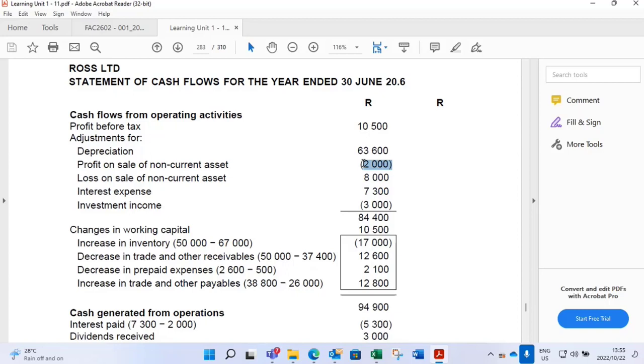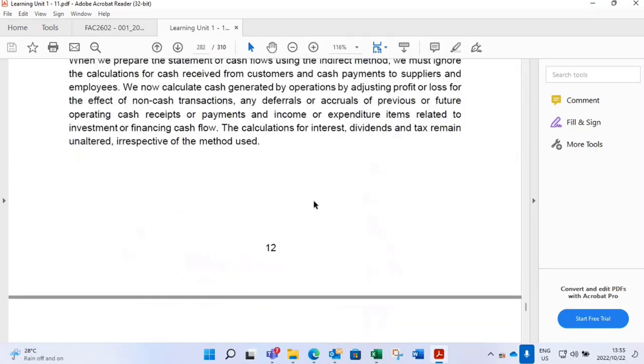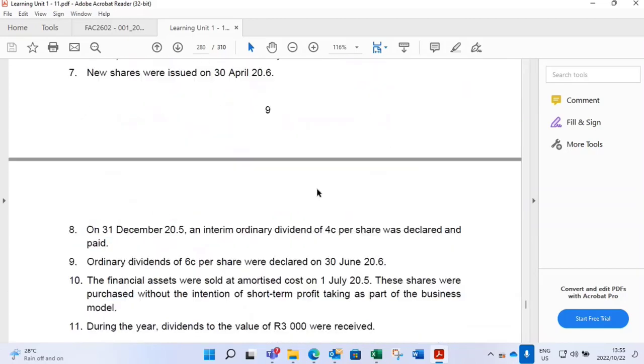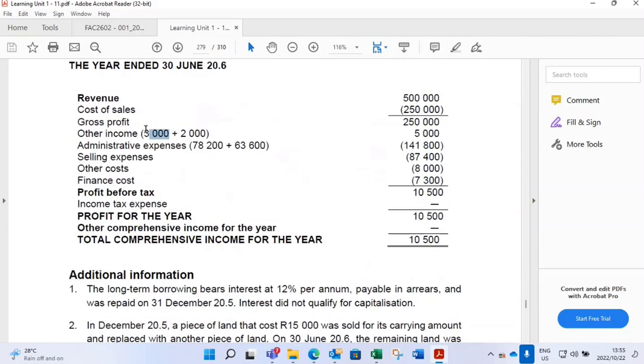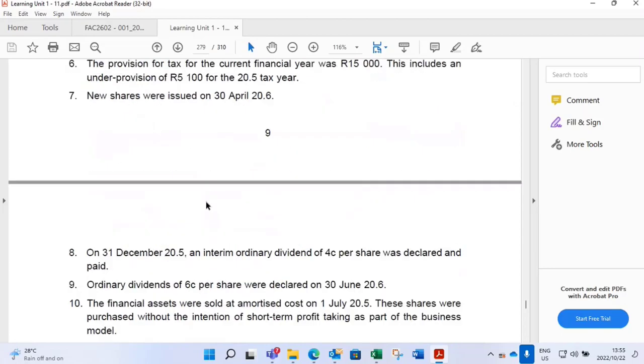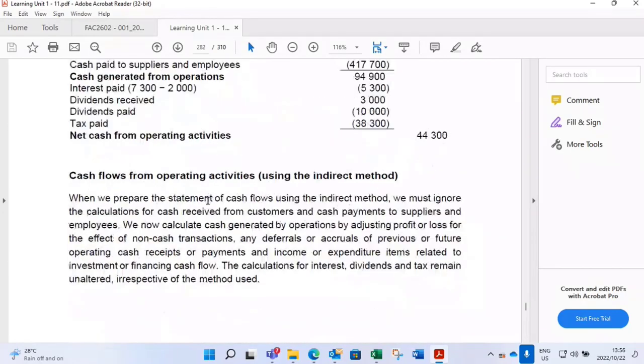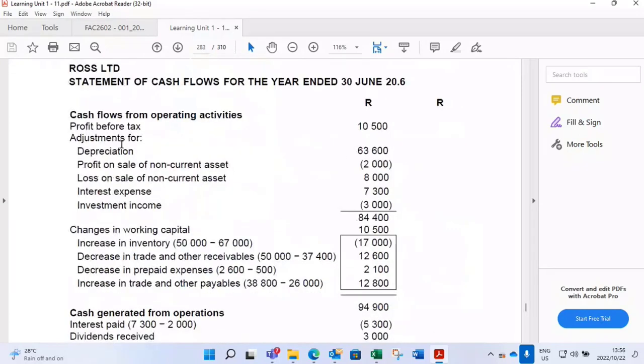This will offset each other with this. Are you happy? And then the 3,000 for investment income. So we do that portion first, this one. Then we see our 10,500 plus the 6.3.